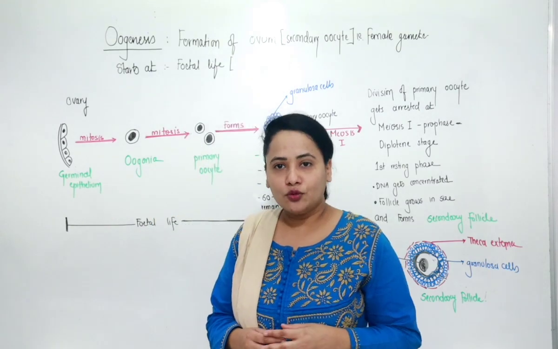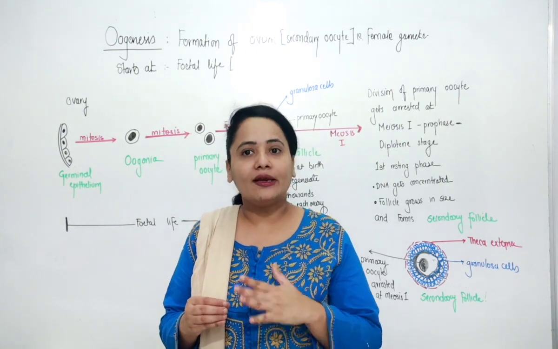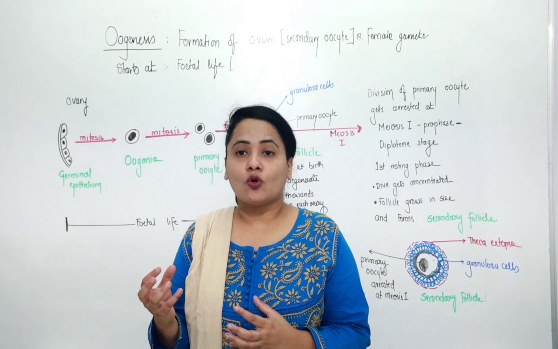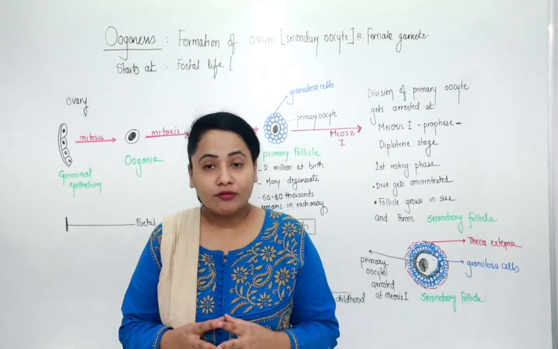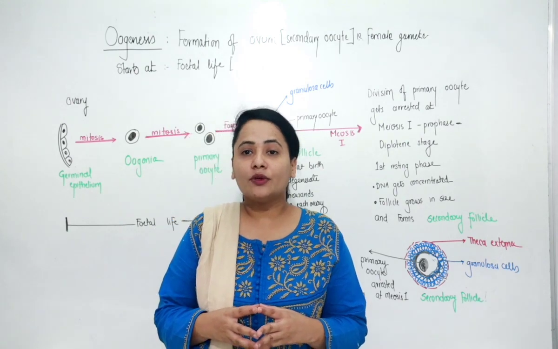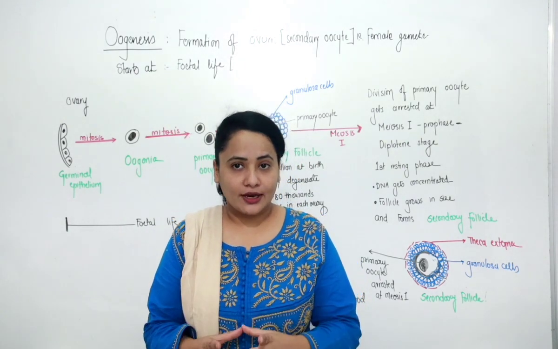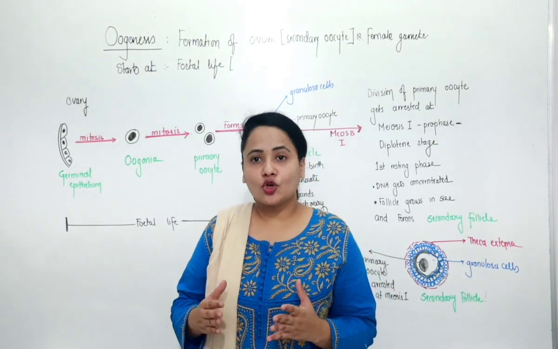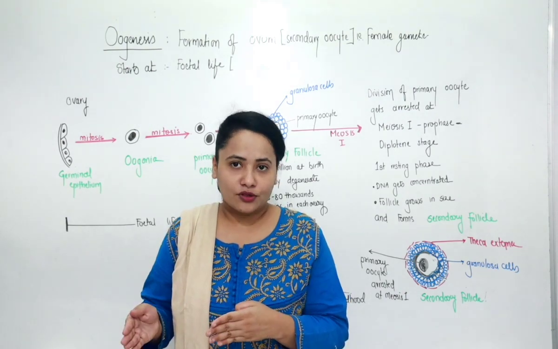What do you mean by oogenesis? Oogenesis is the formation of ovum, ideally it is said like that. And we also said that when the ovum is released from the ovary, it is called ovulation. But let me point out one thing here, that the ovum is released at a stage called secondary oocyte. So remember that though we define it as formation of ovum, the ovum is not completely formed.